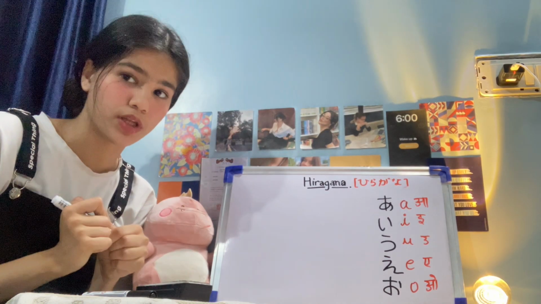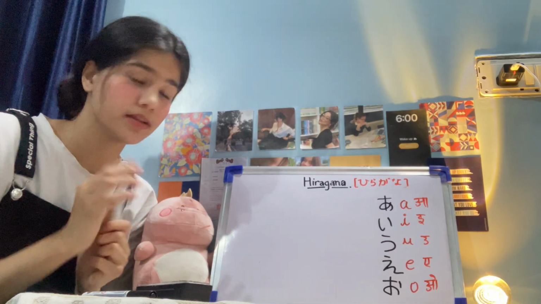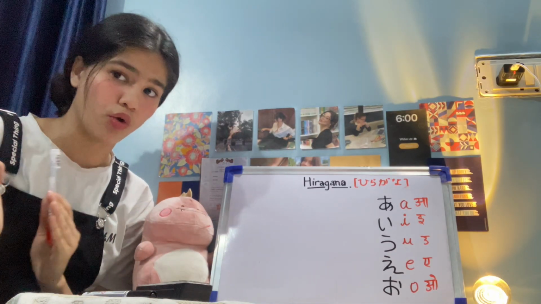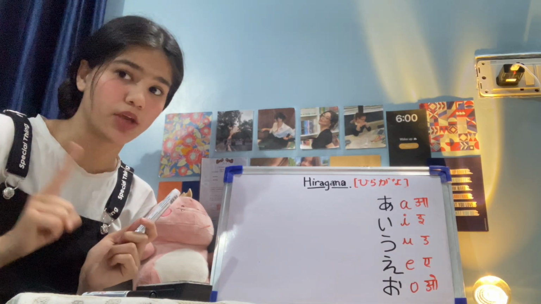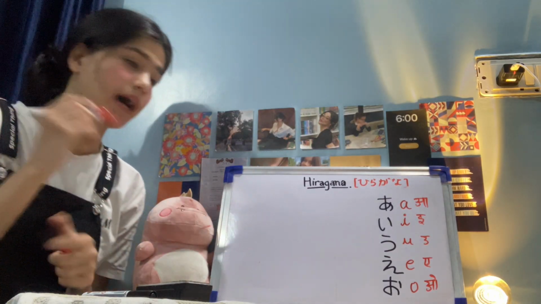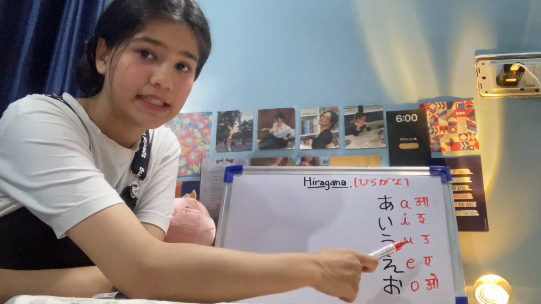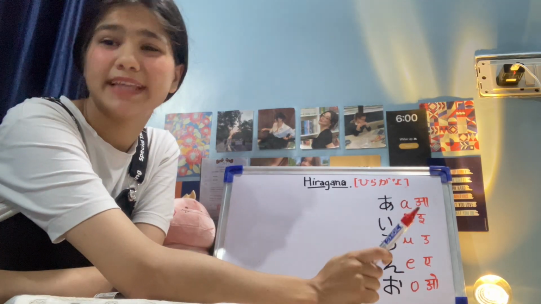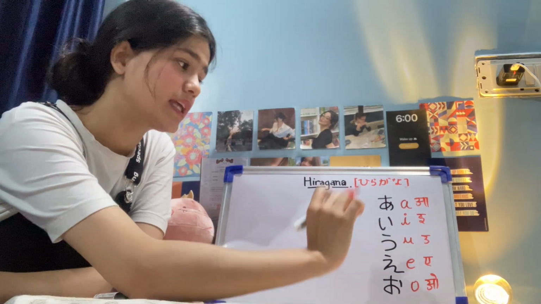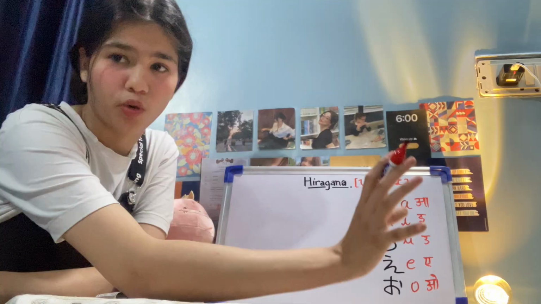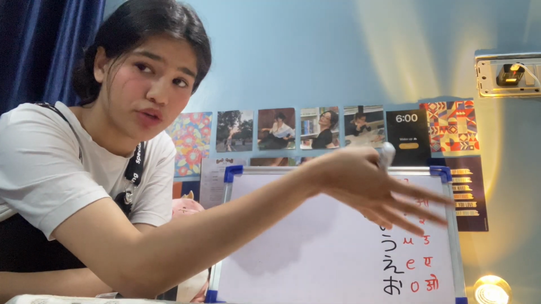Okay, so first one, that is the vowel line, the base line, that is a, i, u, e, o. Just like in English, a, e, i, o, u. In Japanese, we have a, i, u, e, o. In Hindi, it is pronounced as a, i, u, e, o. It can be bada e, bada u, bada a, bada o, depending on the sound and intonation.